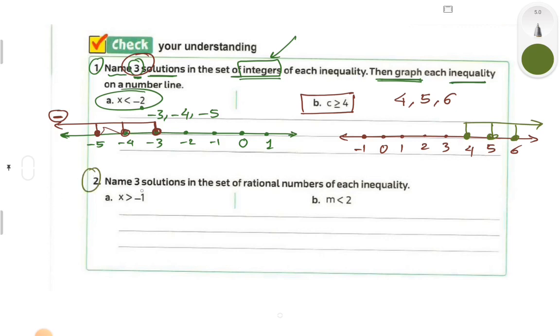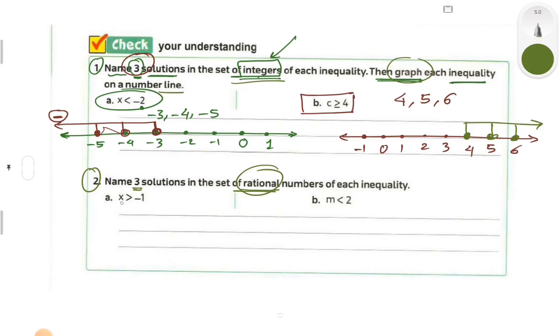Question number 2, name 3 solutions in the set of what? Rational numbers. Here we had integers, but here rational numbers, for each inequality. Note that with the solutions in rational numbers, he will not ask us to graph them on the number line, but for integers he will ask us.